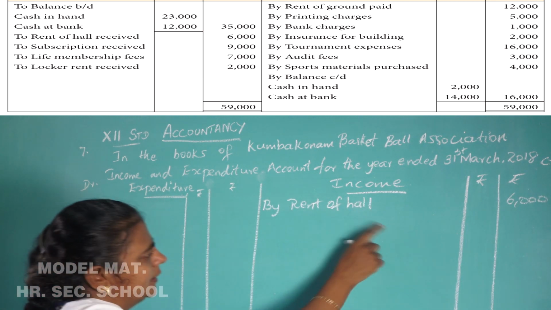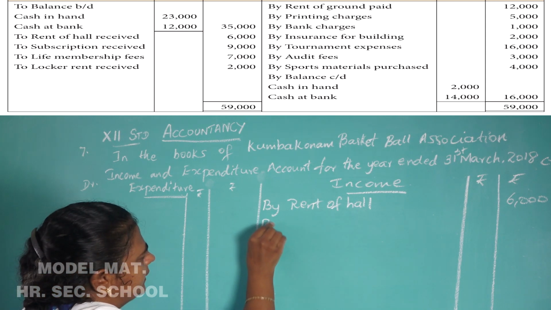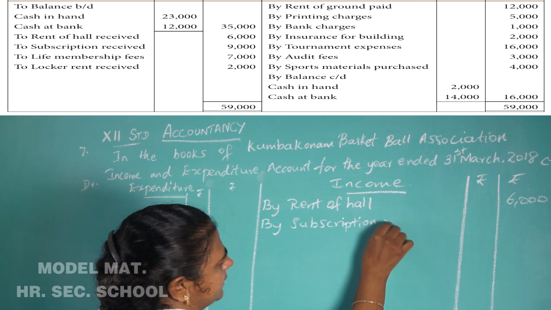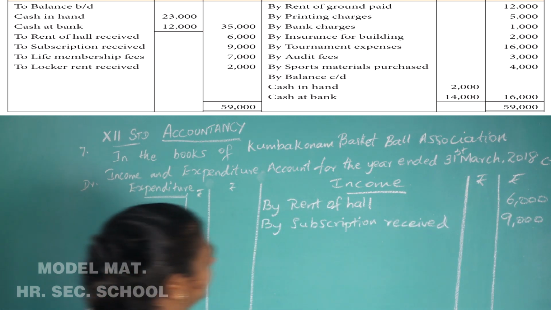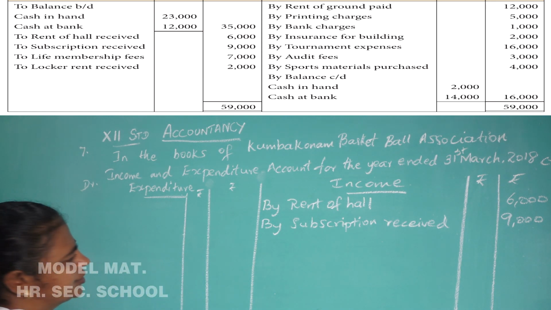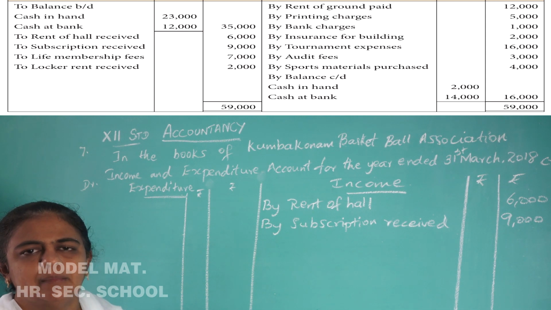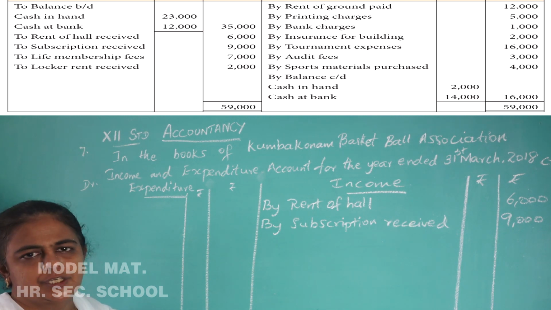All receipts go on the income side. Next is the subscription received. That is also income. By subscription received, it's an income, 9,000. Next, life membership fees, 7,000. Life membership fees is a capital receipt. Is it clear? So all capital receipts should not be entered in the income and expenditure account.